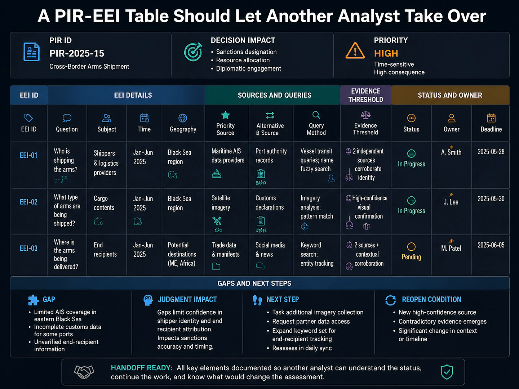A handoff-ready PIR-EEI table should not require another analyst to ask you to explain it again. At the top, record a PIR ID, decision impact, and priority. Each EEI row contains a question, subject, time, geography, priority and backup sources, query method, evidence threshold, status, owner, and deadline. Finish with the gap's effect on judgment, the next step, and the condition for reopening the item. The task, evidence, and conclusion now connect in one place.